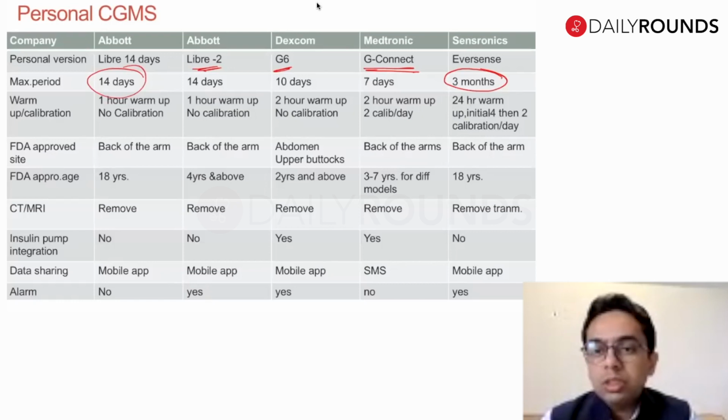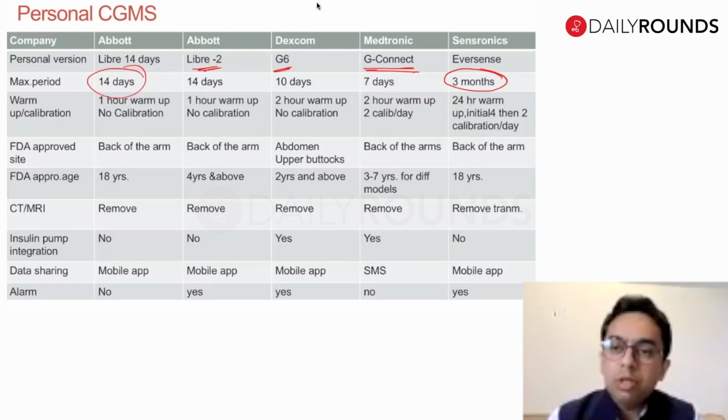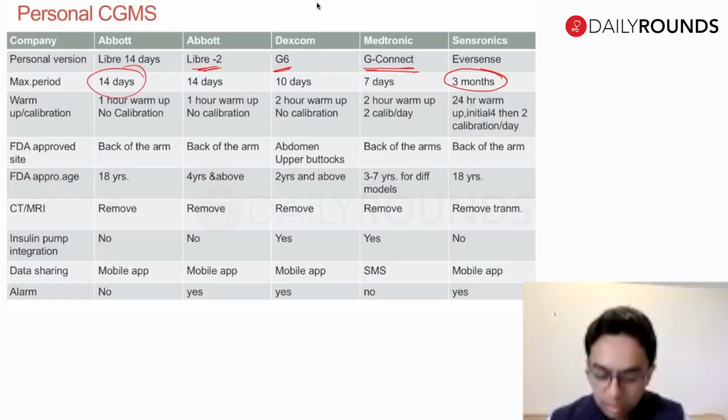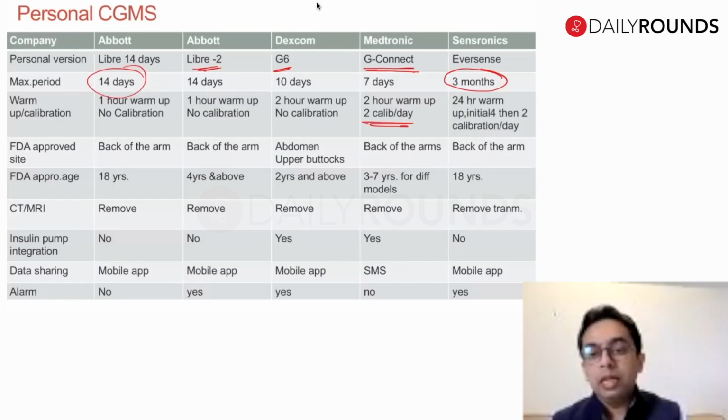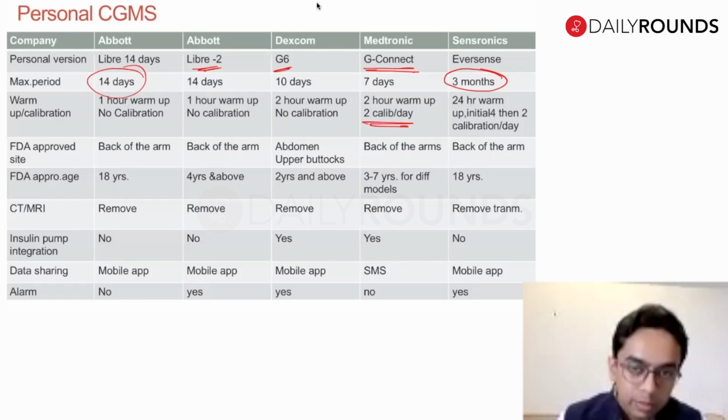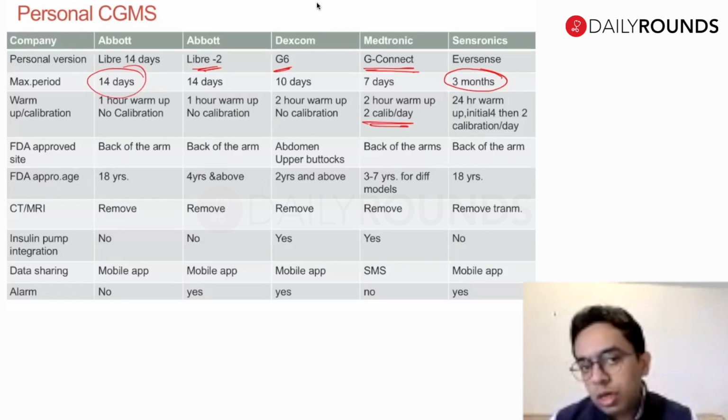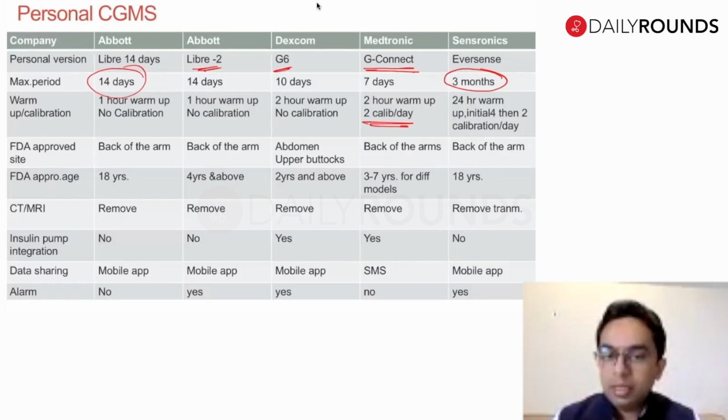Otherwise, the older version, Guardian 3, which was available till, I would say, 3-4 months back, and only Guardian 4 is available for the past 3-4 months, required 2 calibrations per day. But the latest version does not require calibration, and calibration is not required for Abbott and Dexcom either. You can just rely on the information you get directly from the CGM.